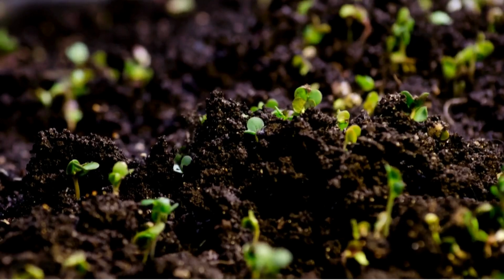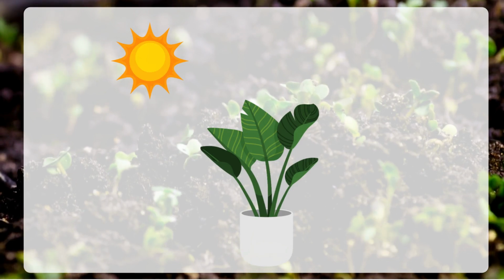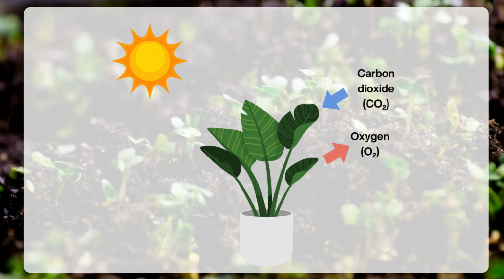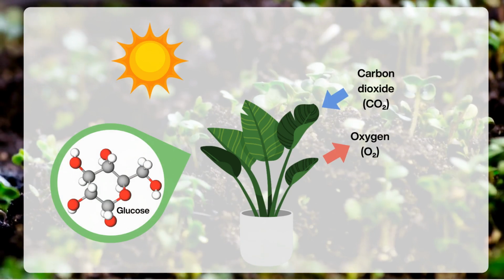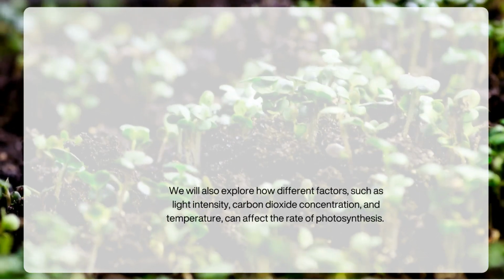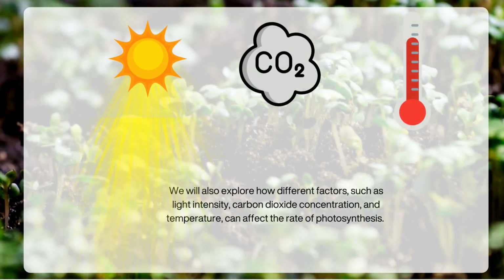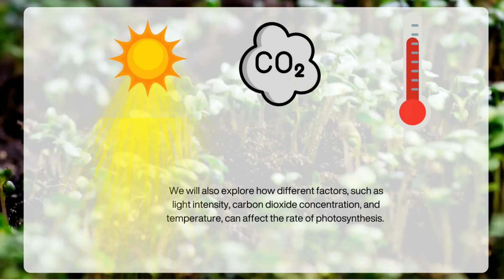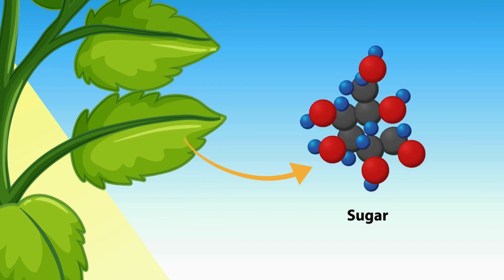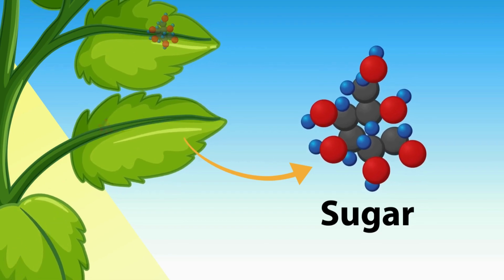First, we will investigate how plants harness energy from the sun through the process of photosynthesis. You will learn about the photosynthetic reaction, which is the process by which plants produce glucose, a type of sugar that is used for energy. We will also explore how different factors, such as light intensity, carbon dioxide concentration, and temperature can affect the rate of photosynthesis. Additionally, we will discuss the various uses of the glucose that is produced by photosynthesis, including how it is stored and utilised by the plant.